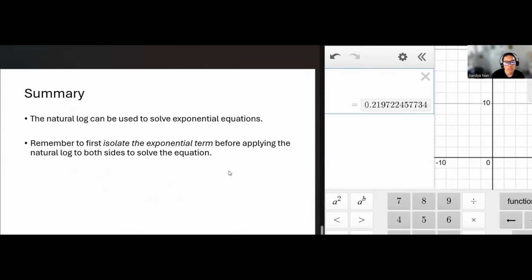So remember, the natural log can be used to solve exponential equations. Remember to first isolate the exponential term before applying the natural log to both sides of the equation.